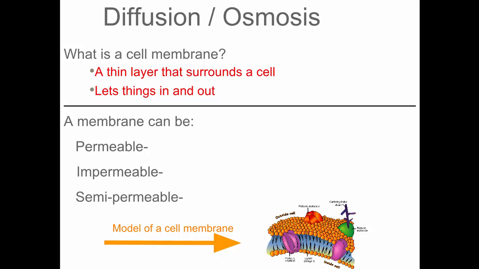So a membrane, whether it's a cell membrane or some artificial membrane, we have some terms we use for it. We could say that it's permeable to a substance, impermeable to a substance, or we could say it's semi-permeable. So what does permeable mean? Colin? Like, able to take? Sort of.